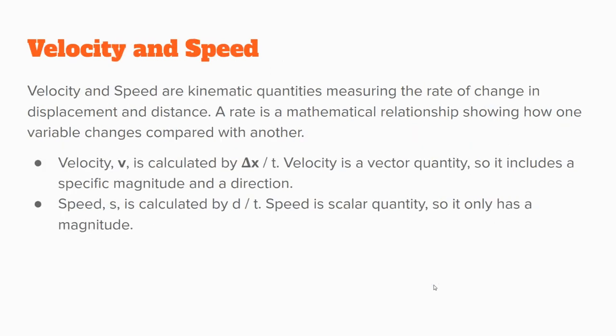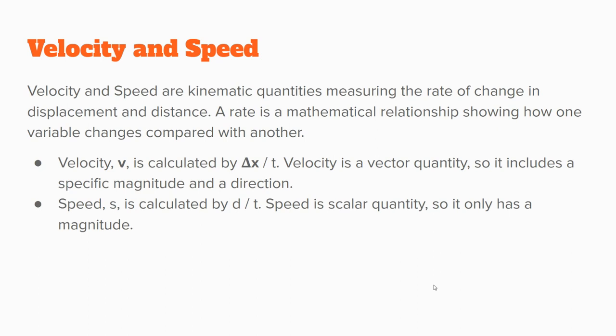And there are velocity and speed also. Velocity and speed are kinematic quantities measuring the rate of change in displacement and distance. Velocity is the rate of change in displacement. Speed is the rate of change in distance. A rate here is a mathematical relationship showing how one variable changes compared with another.